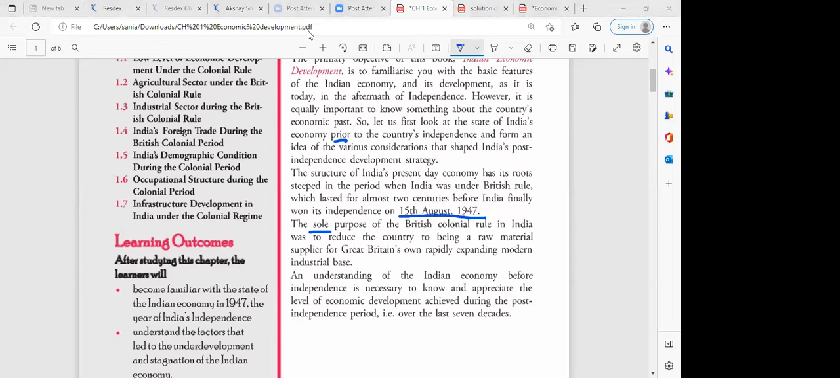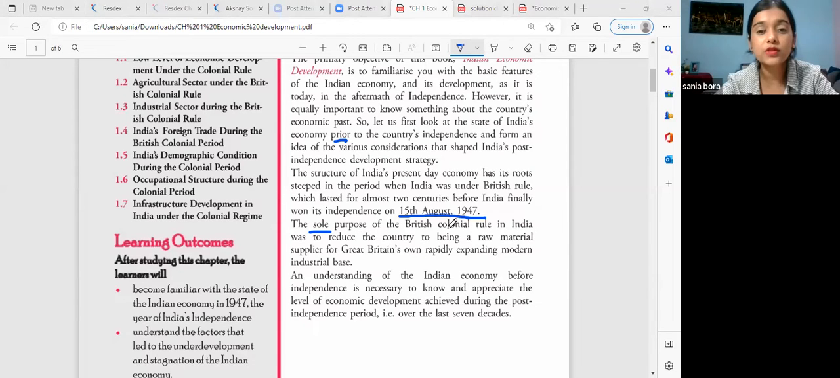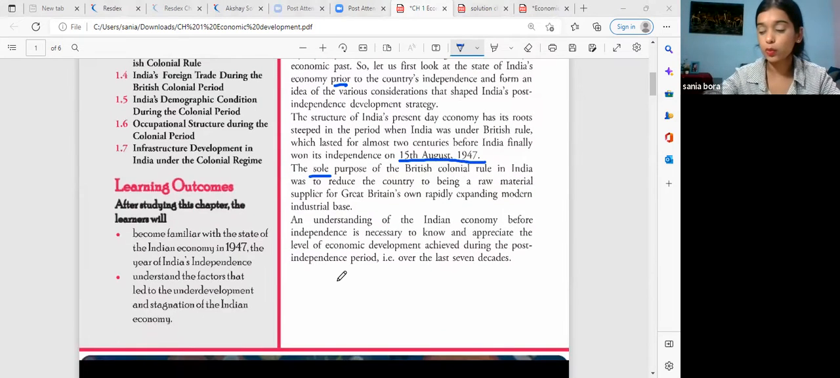Yes, teacher. So the sole purpose of British colonial rule in India was to reduce the country from being a raw material supplier for Great Britain's rapidly expanding modern industry. So basically, what was the purpose? See, earlier India was something which used to produce everything. Raw material is something. For example, now just understand what is raw material.